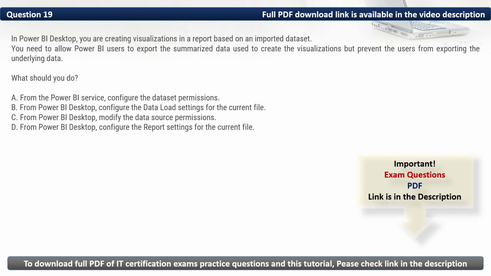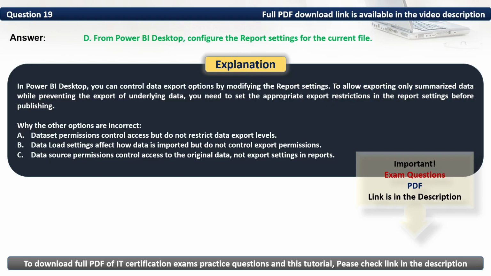Then we have C. From Power BI desktop, modify the data source permissions. Data source permissions control access to the original data, not export settings in the report. As such, we should, from Power BI desktop, configure the report settings for the current file. Thus, the correct option is D. In Power BI desktop, you can control data export options by modifying the report settings to allow exporting only summarized data while preventing the export of underlying data. You need to set the appropriate export restrictions in the report settings before publishing.